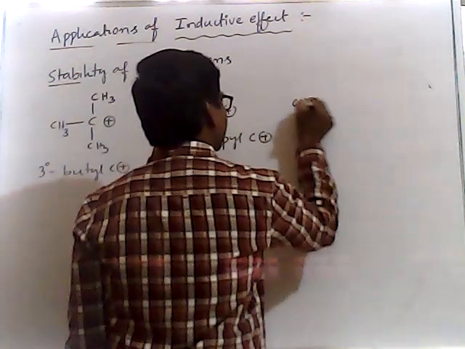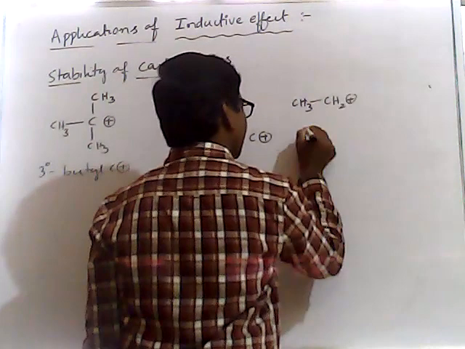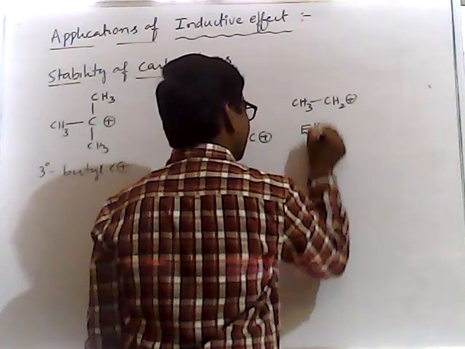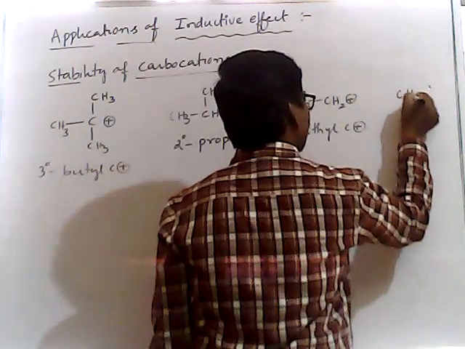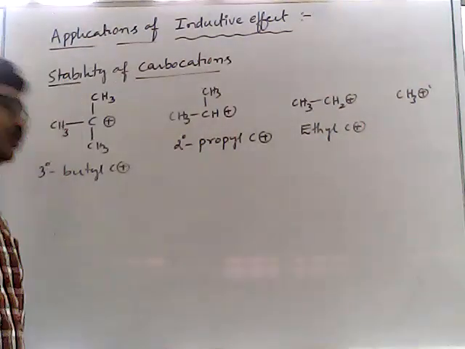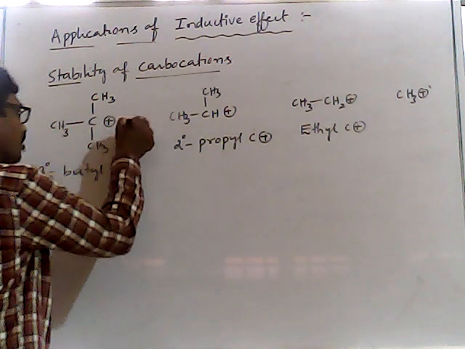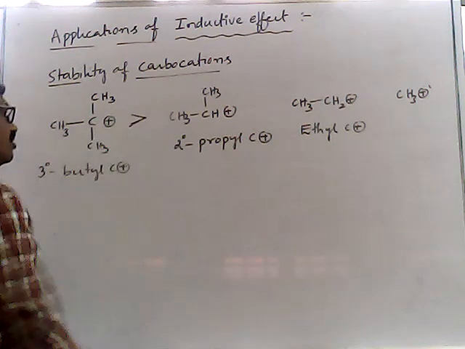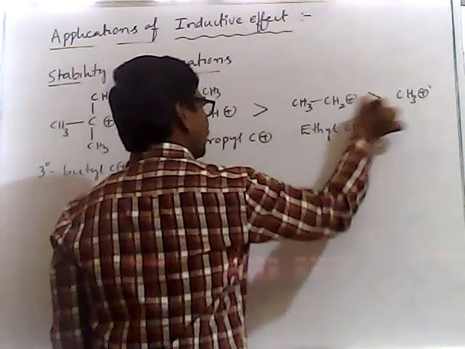Similarly, here CH3 CH2 plus, this is ethyl carbocation. Then after that I am writing just CH3 plus, the methyl carbocation. Among all these, the tertiary butyl carbocation is more stable than isopropyl, than ethyl group, than methyl group.